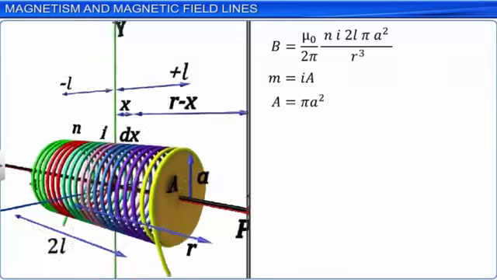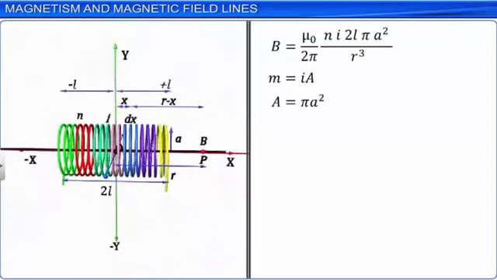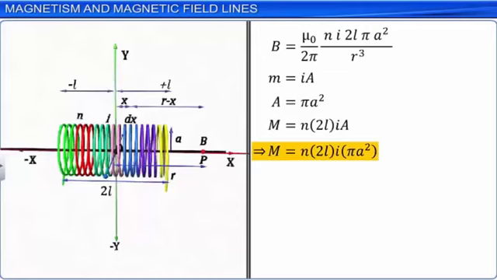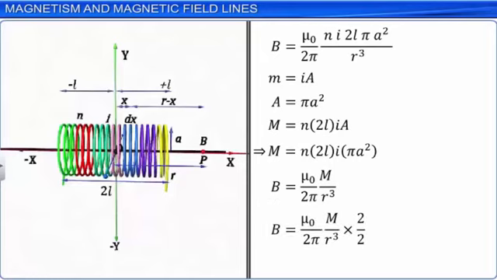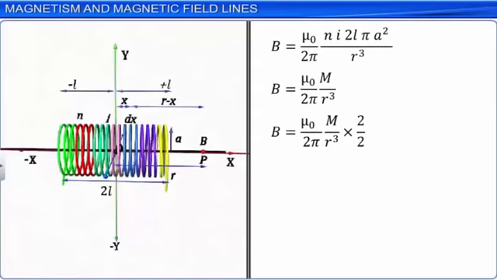Substituting M for the terms in the expression for magnetic induction B, we get B equal to mu naught by 2 pi into M by R cube. On multiplying the numerator and denominator with 2, we get B equal to mu naught by 4 pi into 2M by R cube. This is the same expression that is used to find the magnetic induction at a distant point from the center of a bar magnet on its axial line.